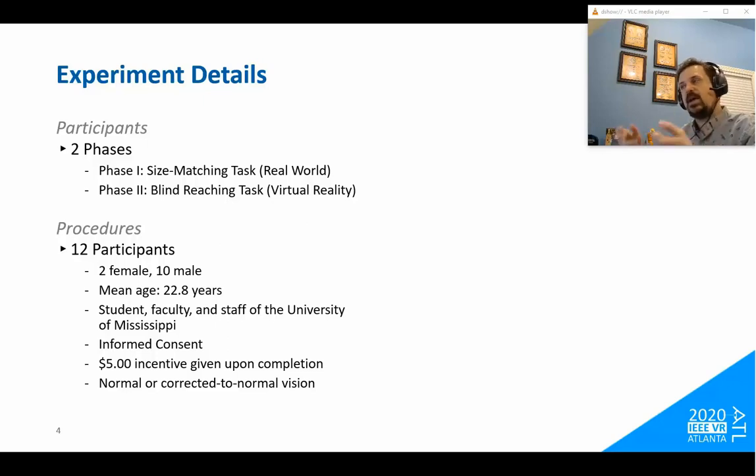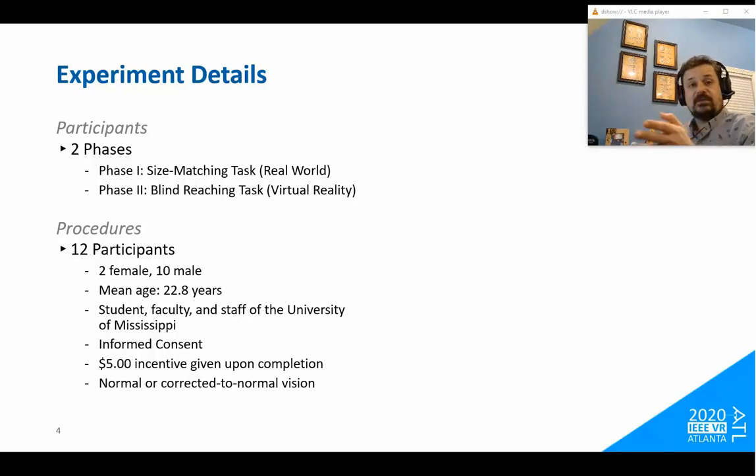So blind reaching is an action-based task. You're not estimating size, saying it's X% bigger or whatever. You're not adjusting the scale of one thing to match something else. You're seeing an object in depth, and then you're reaching to that position. We recruited 12 participants for this study, 2 female, 10 male, mean age of about 23 years old.